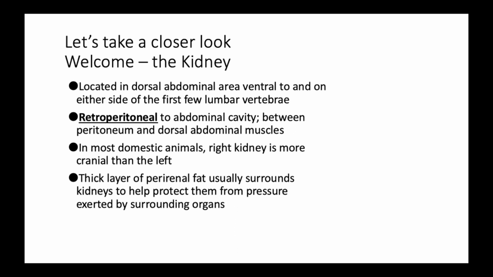Keeping in mind that when we enter into the abdomen, we're not into the area that we can view and work on the kidneys. They sit just past the peritoneum. In most domestic species, the right kidney is a little more cranial than the left, and there's a thick layer of perirenal fat that commonly surrounds the kidneys to help protect them from pressure exerted by surrounding organs. It also plays a role in thermoregulation, because they tend to have an abundance of fat around the renal vein and the renal artery.